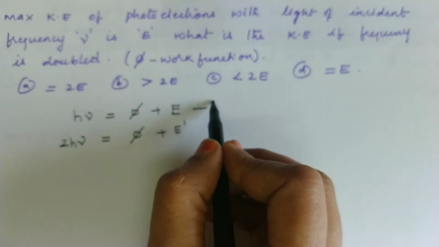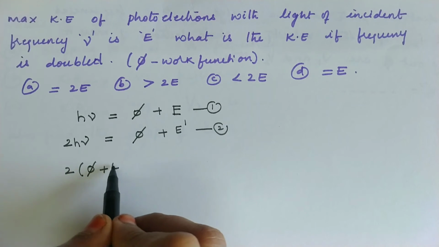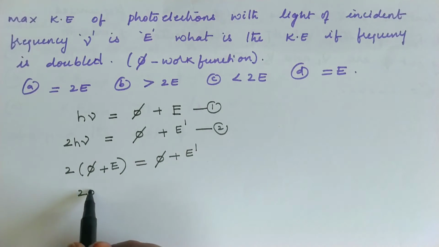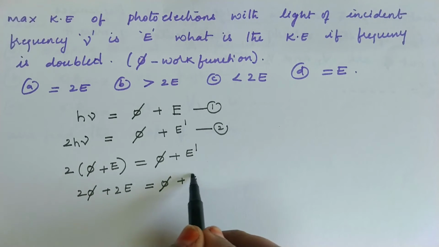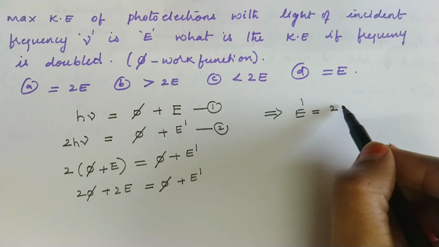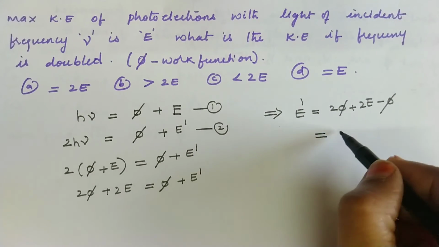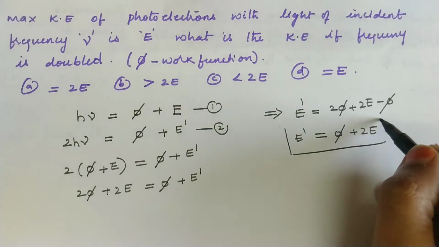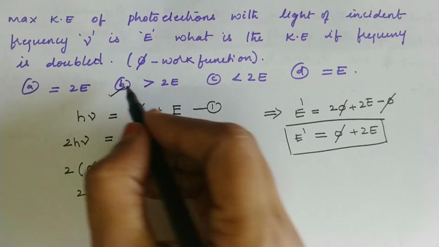So eliminate h nu from the first equation. 2 times of phi plus E is phi plus E dash, or 2 phi plus 2E is phi plus E dash, which implies the new kinetic energy is equal to 2 phi plus 2E minus phi, where phi is the work function and a constant. So it's phi plus 2E. Okay, tell me what will be the new kinetic energy then. Is it doubled or more than double? It should be greater than 2E.